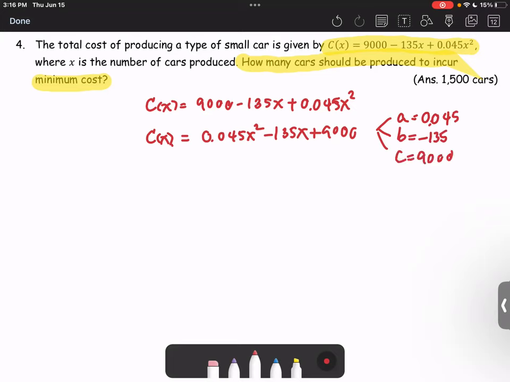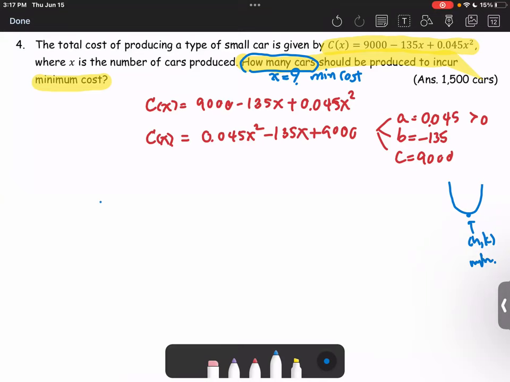The A value is positive. That tells us the graph, the parabola, opens up and the vertex (h, k) will be the lowest point, or the minimum point of the graph. So we are looking for how many cars, which is the X value, to give you the minimum cost, or the minimum C. Basically, we are looking for the h of the vertex point.